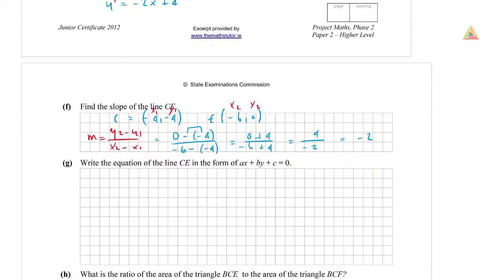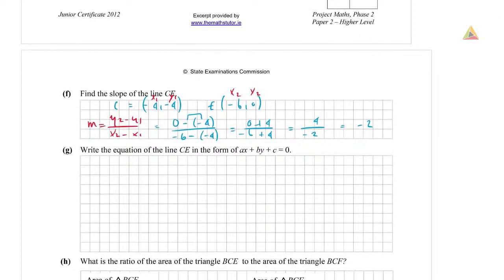For G, write the equation of the line CE in the form ax plus by plus c equals 0. Okay, well, we just got the slope of CE. So m is minus 2. And at point, so we're going to pick the point C. So the point C is minus 4, minus 4. So I'm going to label that x1 and y1.